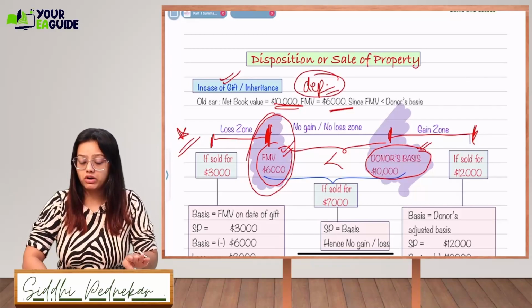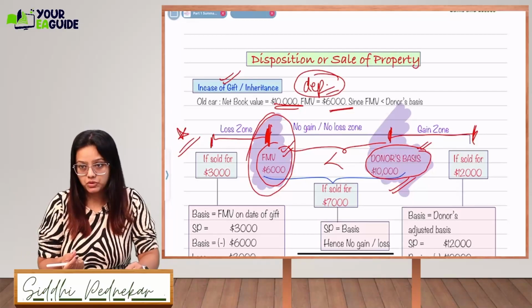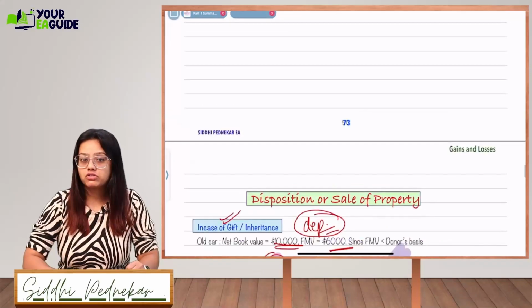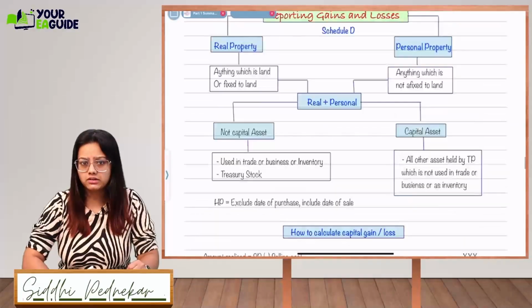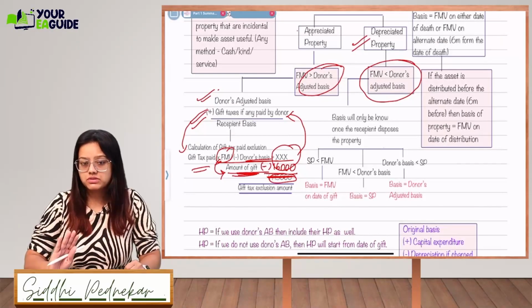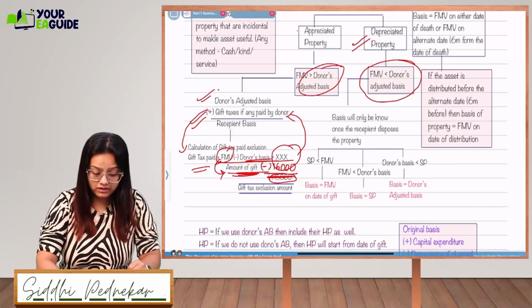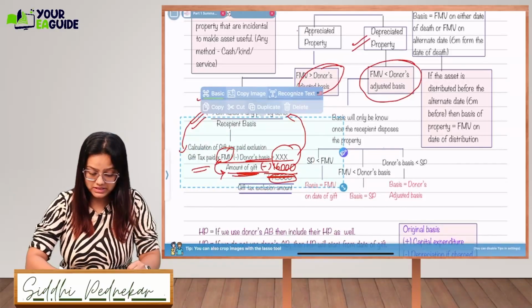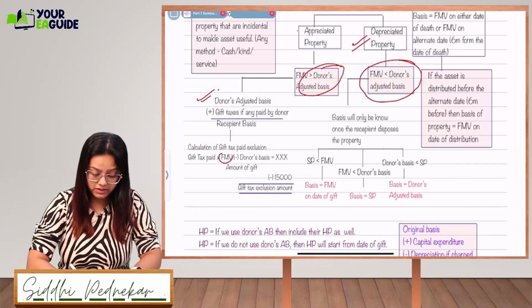Simply take whatever is the donor's basis and add the gift tax proportion, if any. How will the gift tax proportion calculation be done? It is mentioned on the first page, right? See, just a minute. Yeah, here, for those who have joined late, I'm mentioning that again. Gift tax into FMV minus donor's basis, divided by amount of gift. The amount of gift is nothing but your FMV.